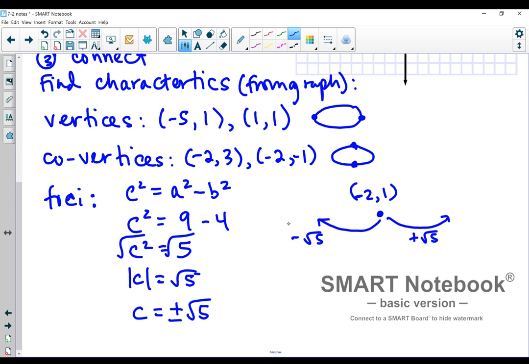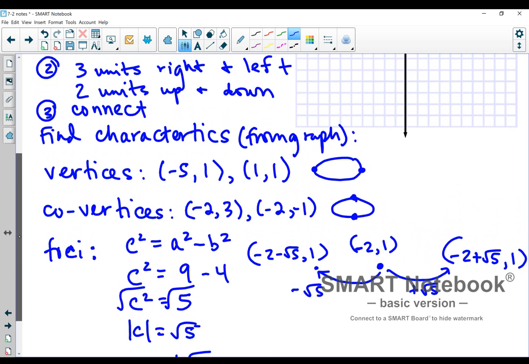But remember, these are dead level. This is on that major axis. So I'm not changing my y, I'm only changing my x. So this point over here would be negative 2 plus square root of 5, comma 1. And this point over here would be negative 2 minus square root of 5, comma 1.